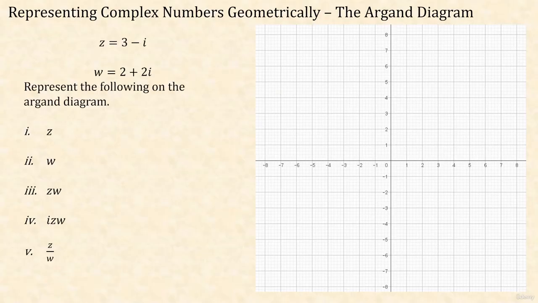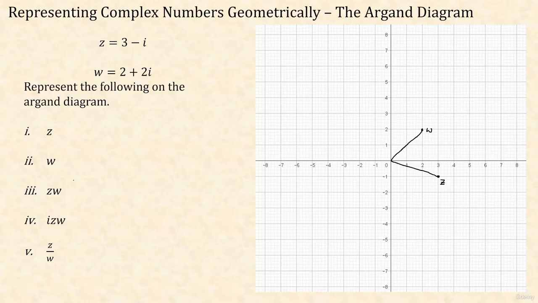So let's play around with these two numbers. If z is 3 minus i and w is 2 plus 2i, let's represent the following on an Argand diagram. So where's z? Well, z is 3 minus i, so that's 3 along and 1 down. So z is here. And let's just indicate that as well. There's z. And w, well, w is 2 plus 2i, so 2 along and 2 up. w is here, and so that is w.